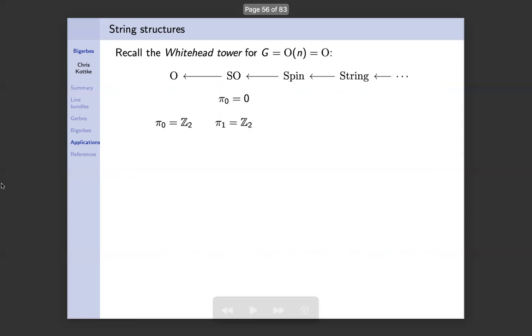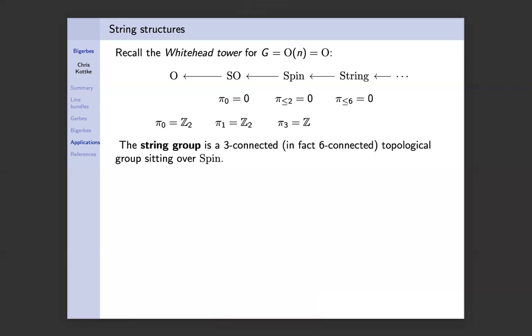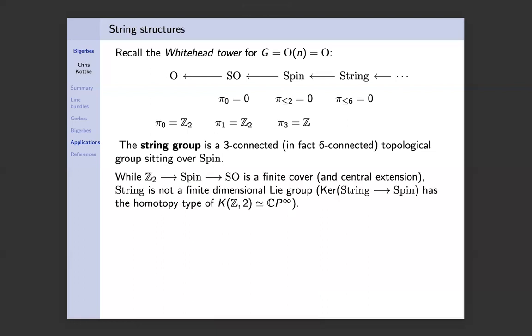If we pass to the connected component of the identity, now SO(n) is connected, but it's not simply connected. Pi 1 is Z2. If we pass to the Z2 cover, we get the spin group that kills off Pi 1. And incidentally, Pi 2 is also vanishing, but it has non-trivial Pi 3. So we can ask, is there a group that sits over all of this that kills off Pi 3? And that thing's called the string group. It's a 3-connected topological group that sits over spin in this diagram. It's not a finite cover. In fact, it's not even a finite dimensional Lie group, but it is a topological group.